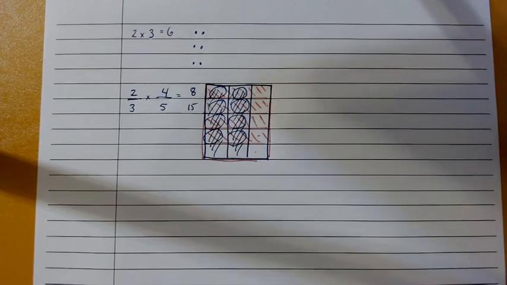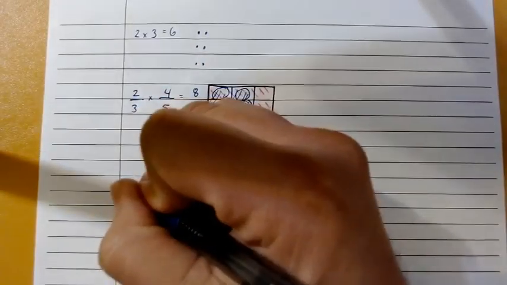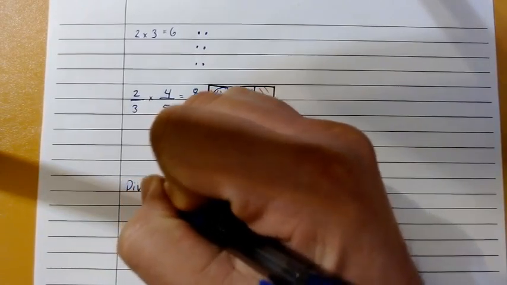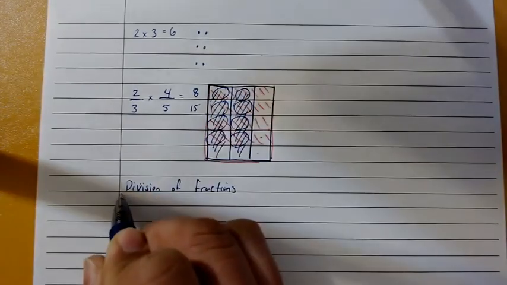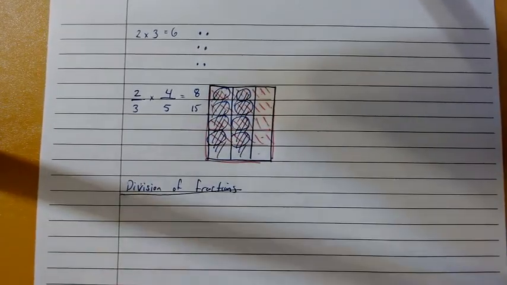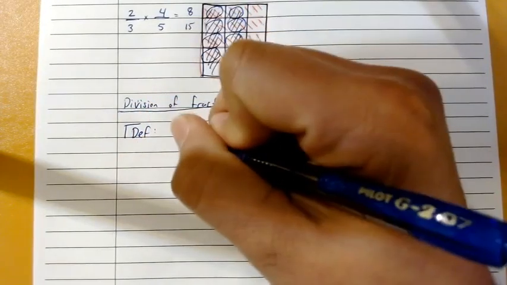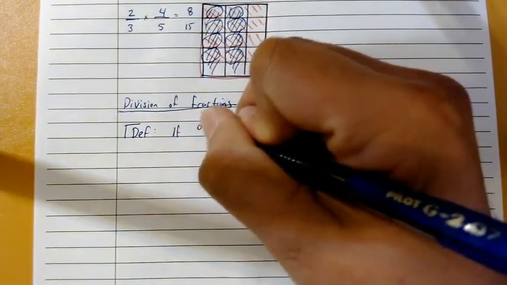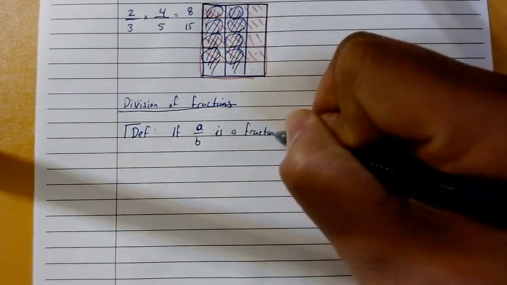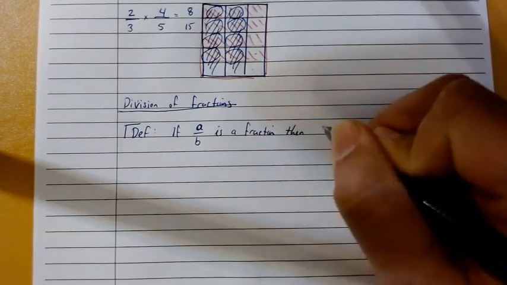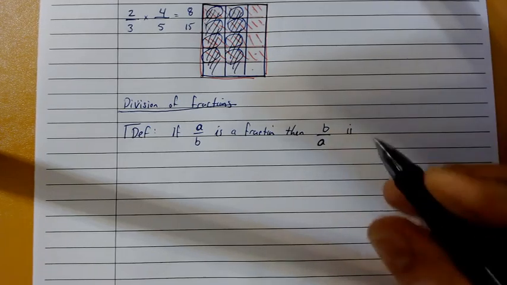In any event, let's go on to our next operation. We've seen simplify, we've seen multiplication. Let's take a look at division of fractions. When we talk about divisions, we need to define one thing, and that is a reciprocal. So here's a definition. If A over B is a fraction, then B over A is its reciprocal.